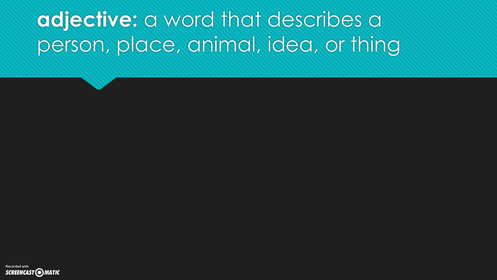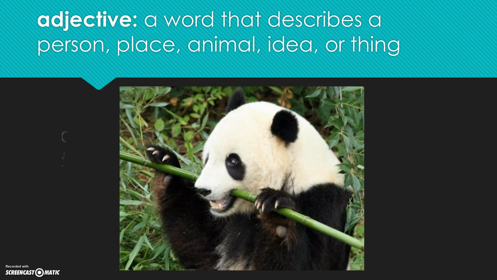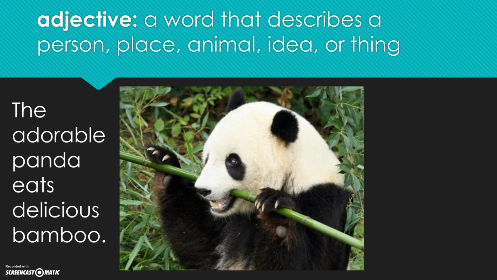So the definition you'll see on your test is on the screen. A word that describes a person, place, animal, idea, or thing. So here's our panda. And now our sentence becomes, the adorable panda eats delicious bamboo. And the adjectives here would be adorable, which describes the noun of panda, and delicious, which describes the noun of bamboo. And presumably the panda thinks the bamboo is delicious. I don't think we quite feel the same way.